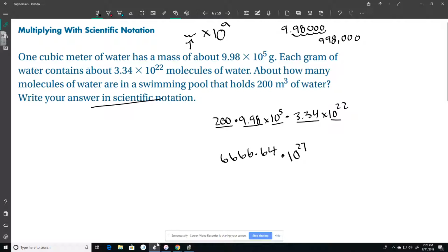It wants our answer in scientific notation, so I'm not done. Remember, this decimal is supposed to be right here, which means I have to move it 1, 2, 3 places to the left. So it becomes 6.66664 multiplied by 10. If I moved it 3 to the left, that means I have 3 more 10s right here, so that becomes 10 to the 30th power. And that's scientific notation. Again, it's not going to come up very often, but just in case, I want you to have a quick reminder there.